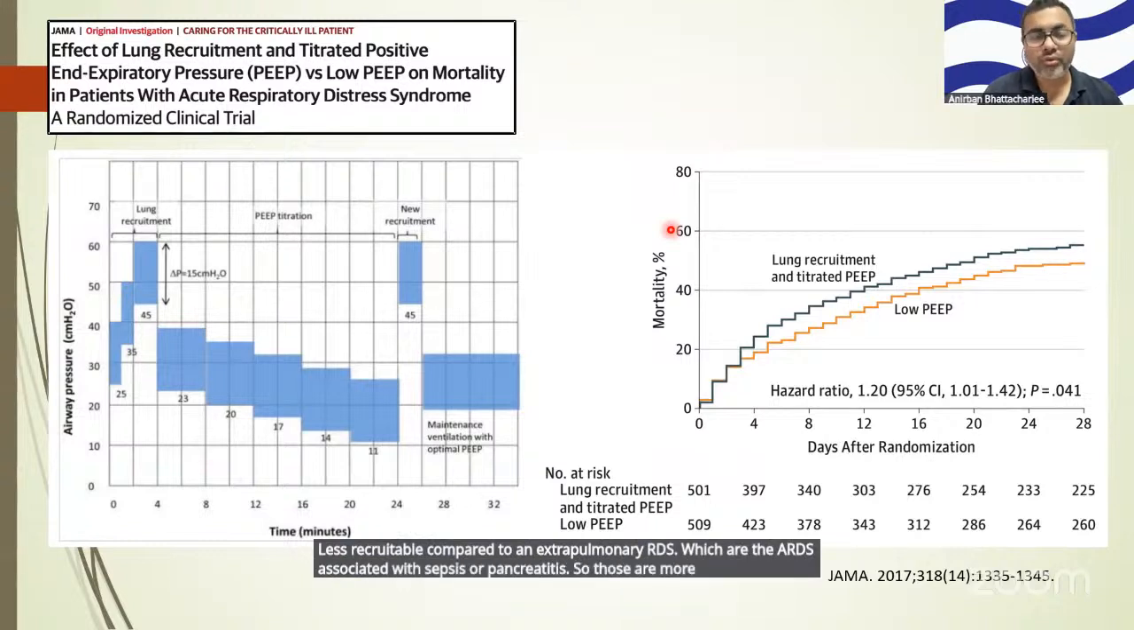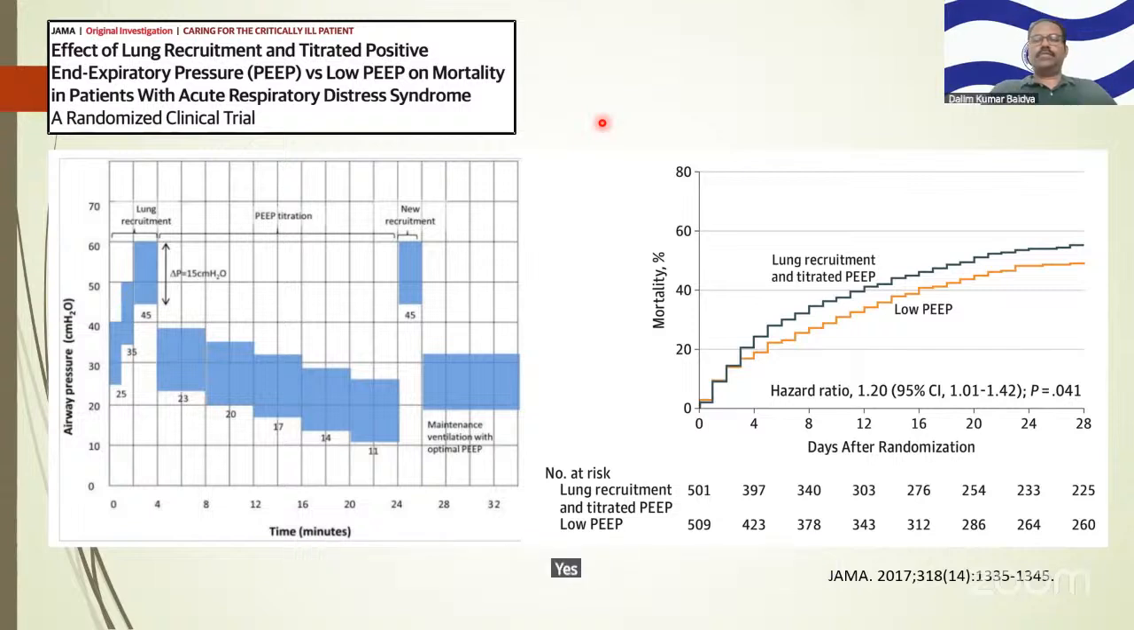So we do not know as of now if we can do some enrichment in selecting the patient who would benefit from recruitment. So this is another probably future area of research. Yes, so the path to precision medicine in ARDS. So these are one of the considerations.